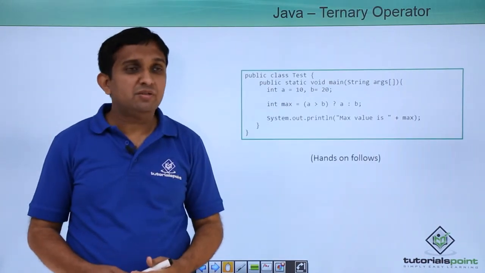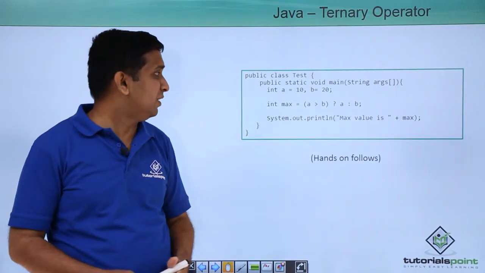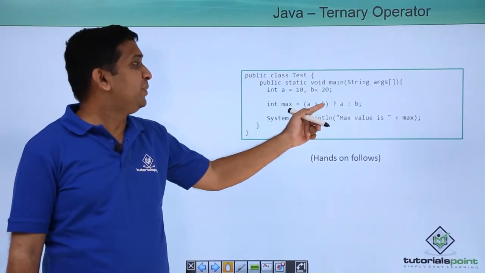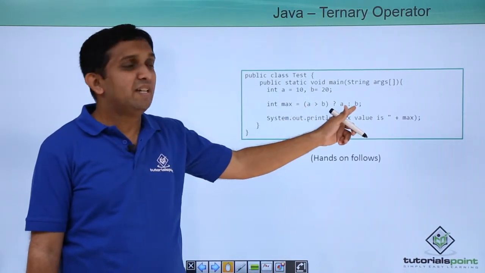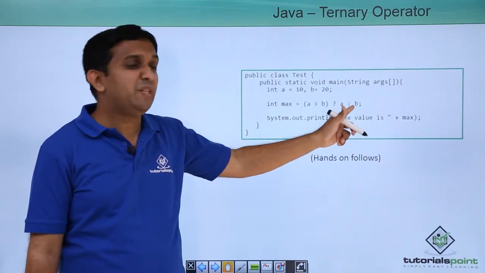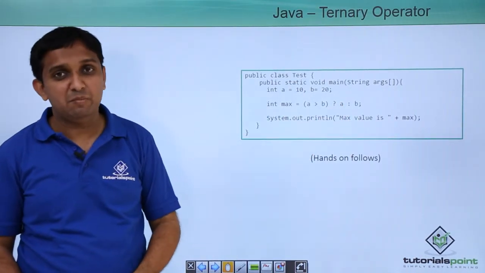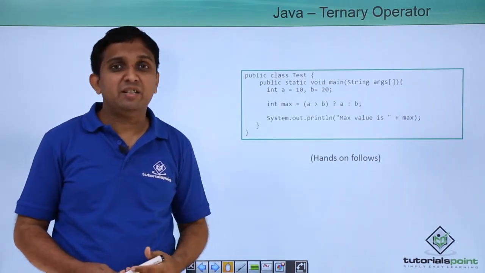One example is shown. A and B are variables having values 10 and 20 respectively. A is greater than B. Now this condition is false. So in that case it will go to the expression which is after the colon. So it will assign the B value to the max variable. So B value is 20, so the output will be 20.